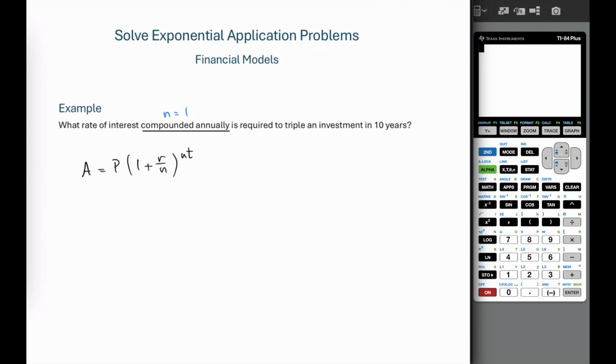Now, the main difference with this problem is that the initial principal is not given. But that's not a mistake. Let's think about this to determine whether or not it's actually needed. We're asked to find the rate of interest, so R is going to be our unknown quantity. We're not asked to find the principal. But we know we want to triple the investment in 10 years, so T is going to be 10.